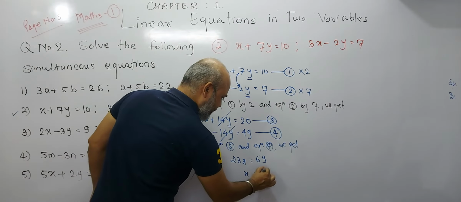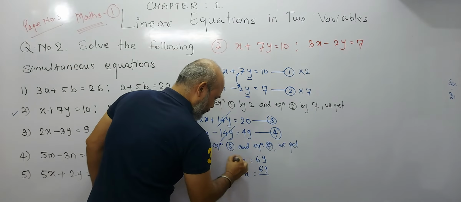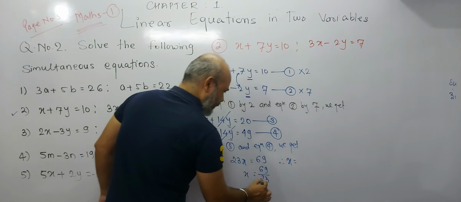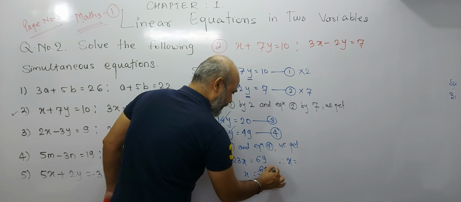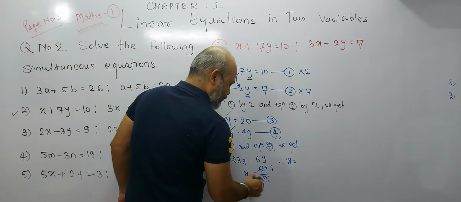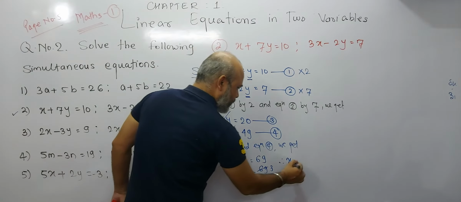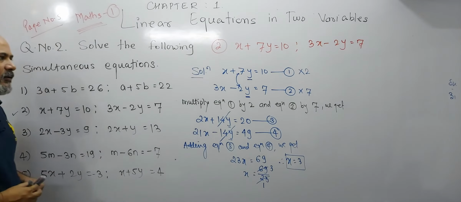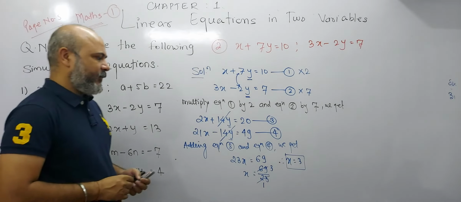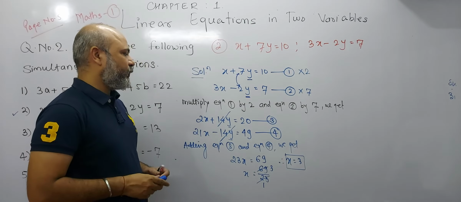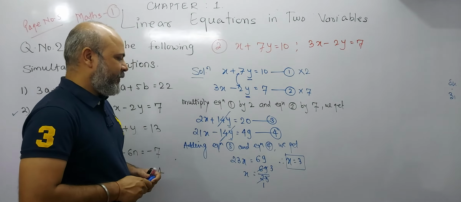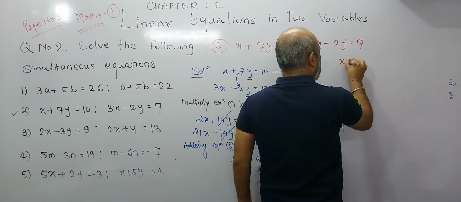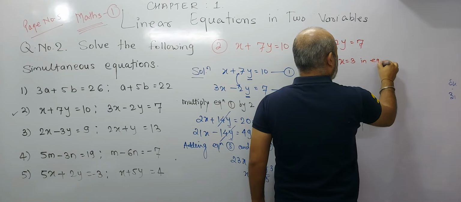So what will be x? 69 upon 23. And therefore, x is equal to, 23 ones are 23 and 23 threes are 69. So what is the value of x? 3 upon 1. So the answer is 3. So you will get x is equal to 3. Now you will put the value of x in either equation 1, 2, 3 or 4 to get the value of y. So I will put x is equal to 3 in equation 1.